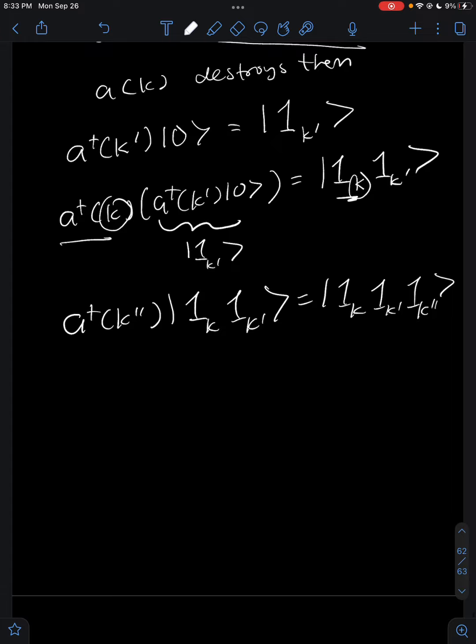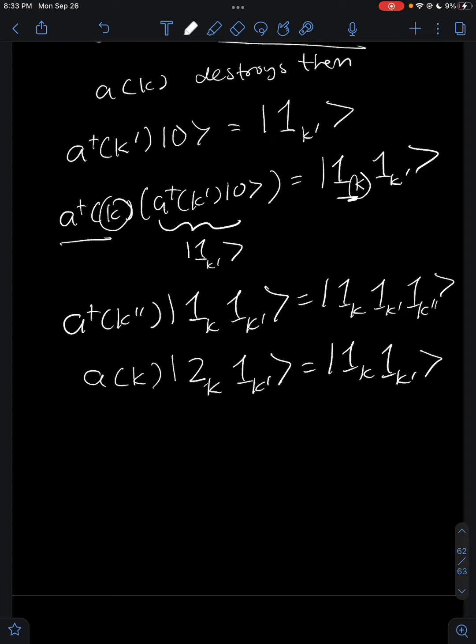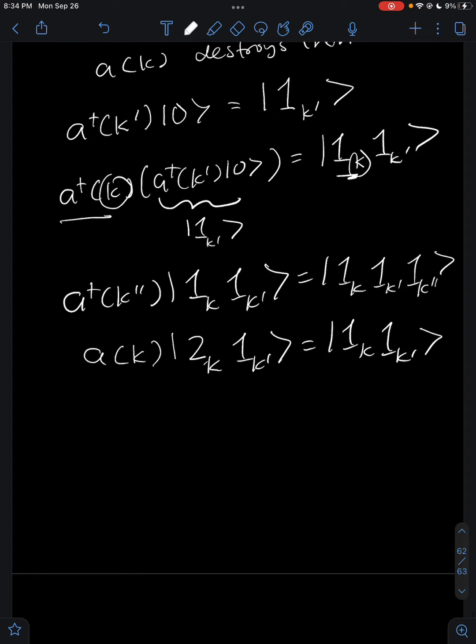It's analogous with the annihilation operator. The annihilation operator A of k acting on some state that's, say, 2 particles with k and 1 particle with k prime is going to give us 1 particle with k and 1 particle with k prime, since it removed 1 particle with momentum k from our system. So what's inside the parentheses does matter, since it indicates which particle with which momentum we're adding or removing from our system.